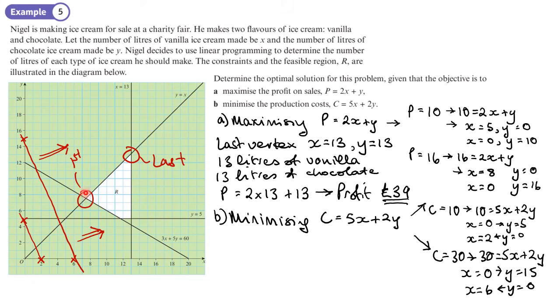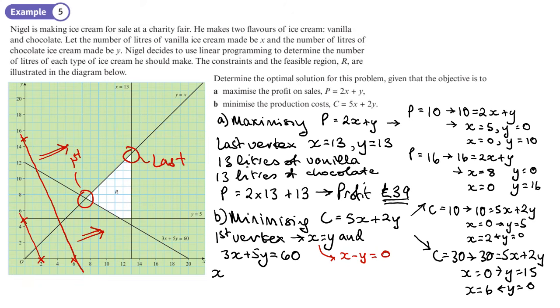So what we need to do is work out what the values of x and y are here by solving. So we'll just put down first vertex. We'll find that point by solving x equals y and 3x plus 5y equals 60. We'll solve those simultaneously. Now we can solve this on our calculator. If I rewrite this as x minus y equals 0, then it's easy to solve on the calculator. We'll get a solution of x equals 15 over 2 or 7.5, and y equals 15 over 2.